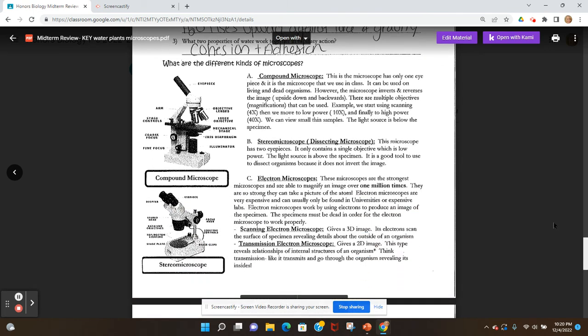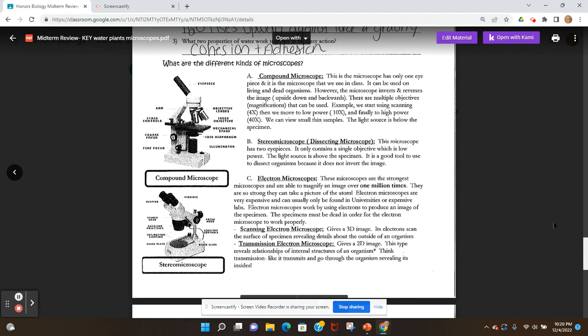What are different kinds of microscopes? There's a compound microscope. It's a microscope that has one eyepiece, and it is the microscope that we use in class. It can be used on living and dead organisms. However, the microscope inverts and reverses the image upside down and backwards. There are multiple objectives, magnifications that can be used. Example, we start using scanning 4x then we move to the low power 10x and finally to the high power 40x. We can view small, thin samples. The light source is below the specimen.